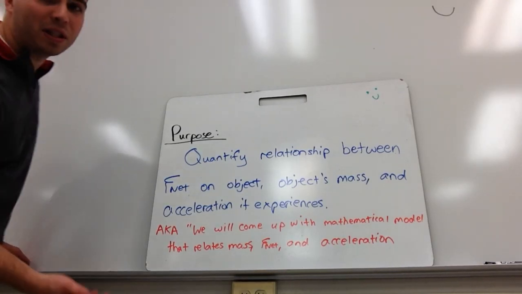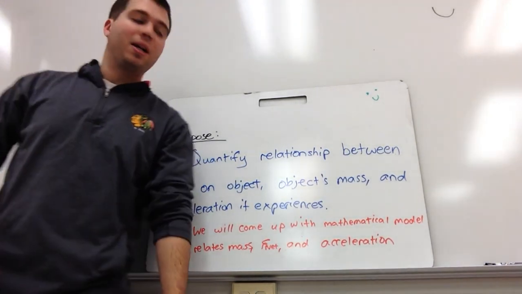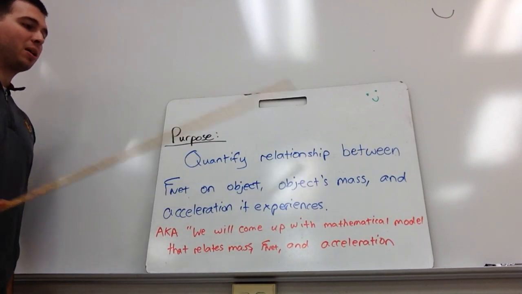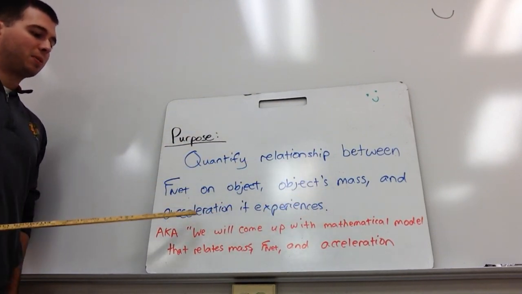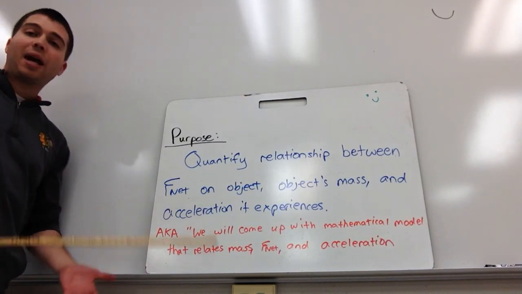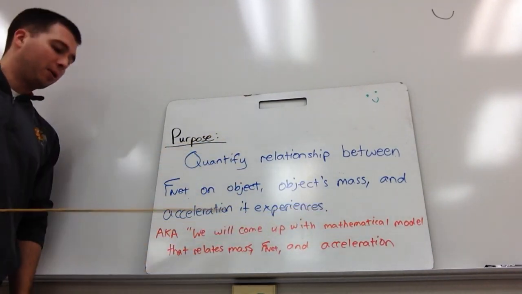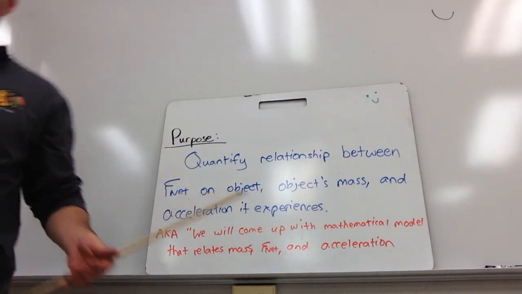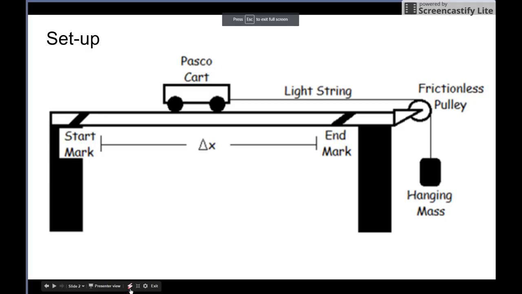The purpose of the Newton's second law lab is to quantify the relationship between F net, the object's mass, and the object's acceleration. AKA, we're going to come up with a mathematical model that relates mass, F net, and acceleration. All right, here is a picture of the setup for our lab. Again, we're looking at F net, mass, and acceleration. So we're talking about the acceleration of the cart.